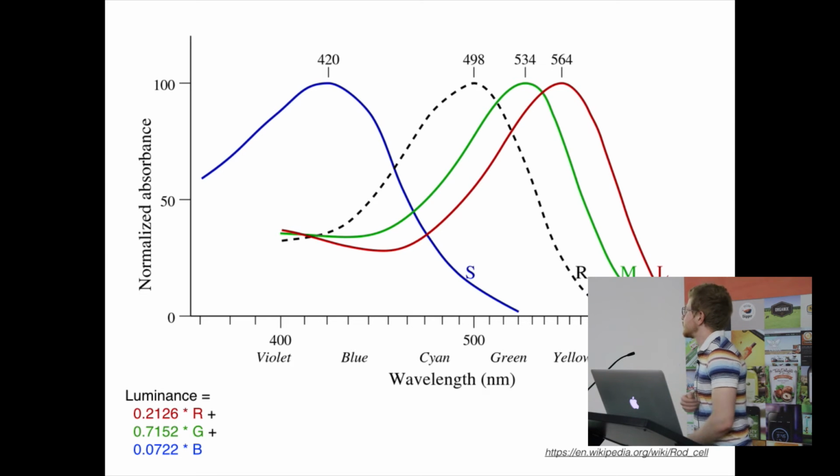Colorblind people have less than 3 types of cones, and there are some people that have more than 3 types of cones, and apparently they can distinguish more shades of colors, I guess.